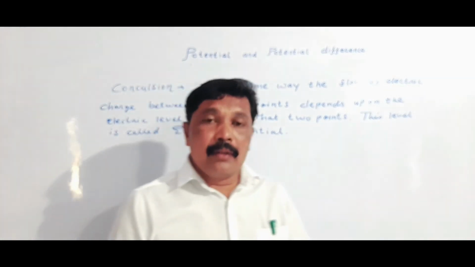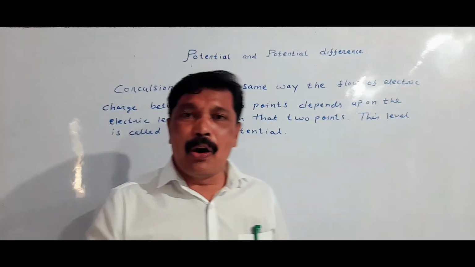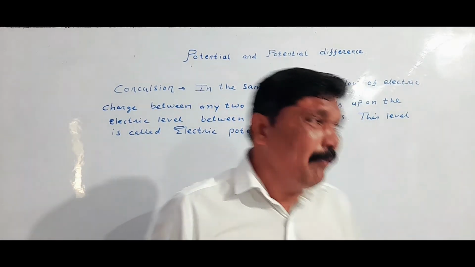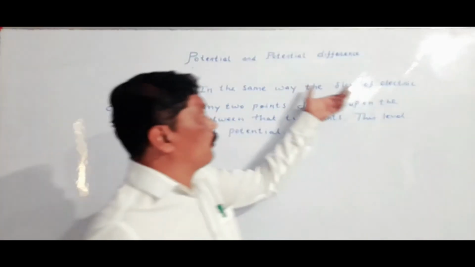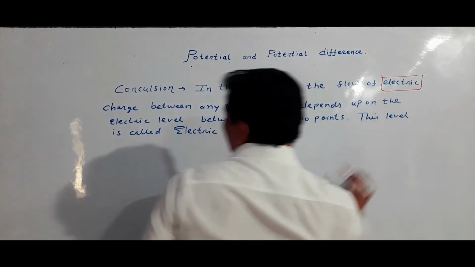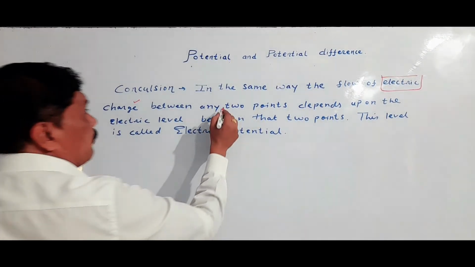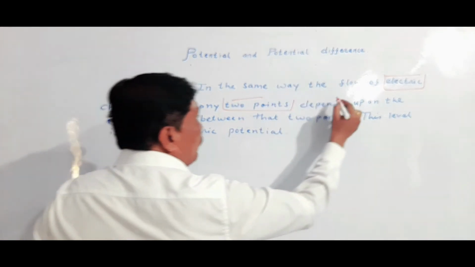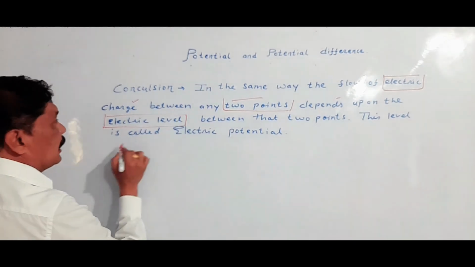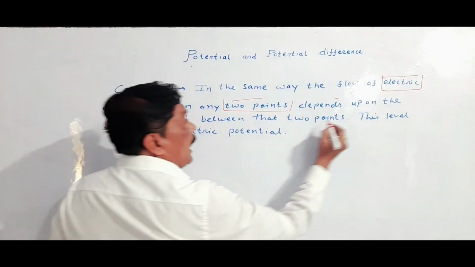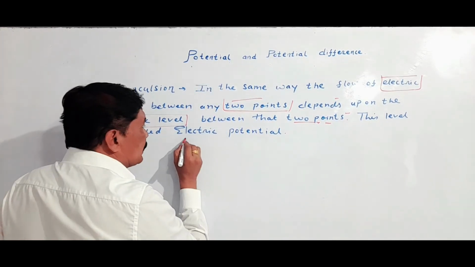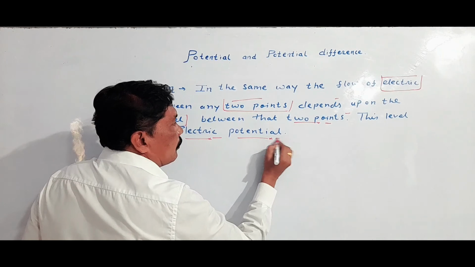My dear student, we have seen that there is flow of water from high level to low level. In the same way, the flow of electric charges between any two points depends upon the electric level between those two points, and this electric level is called electric potential.